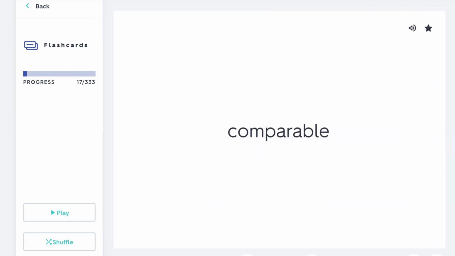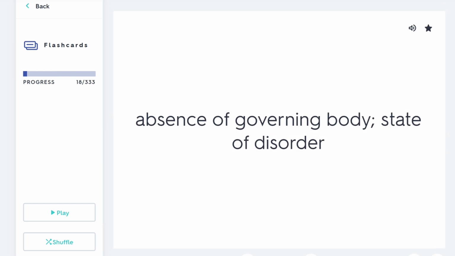Analogous. Comparable. My situation is actually quite analogous to yours. We went through the same thing. Anarchy. The absence of governing body, state of disorder. This country is falling into anarchy. No one's in charge. There are no rules.